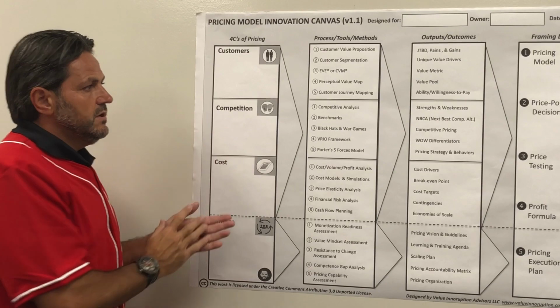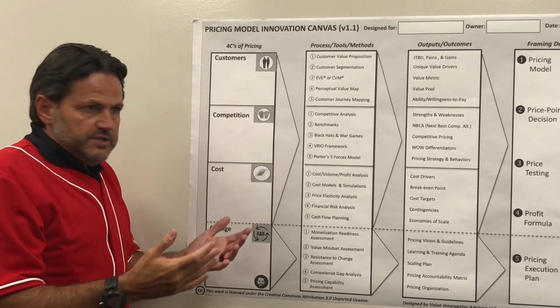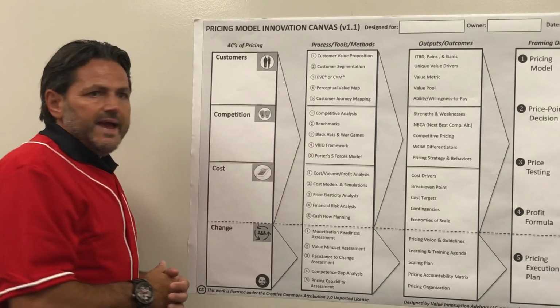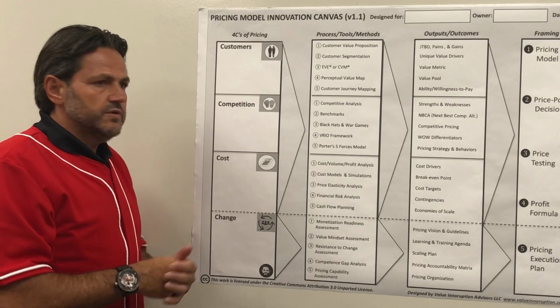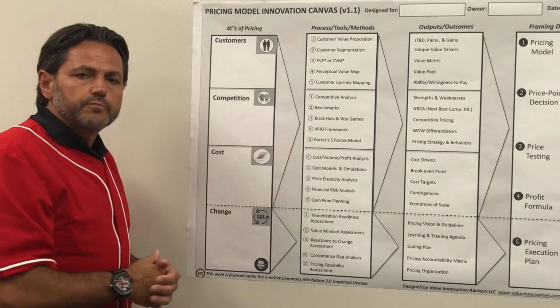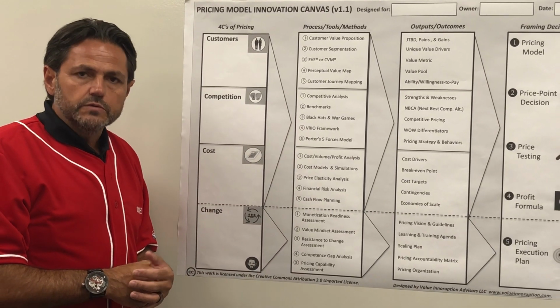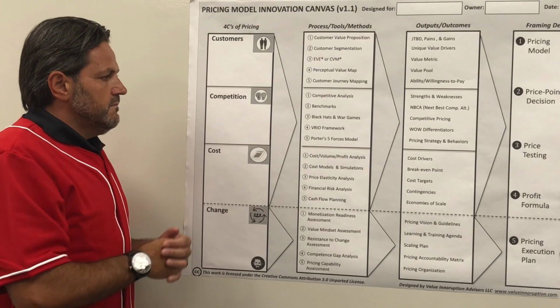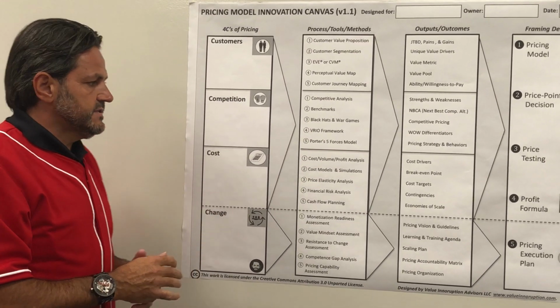For competition, you're going to look at product benchmarks, service benchmarks, system benchmarks. Maybe you run your black hats or war games if you're into government business or defense business. Running your competitive analysis and using the Porter 5 forces, and then using the VRIO model framework. Is it valuable? Is it rare? Is it inimitable? And are we organized for success?